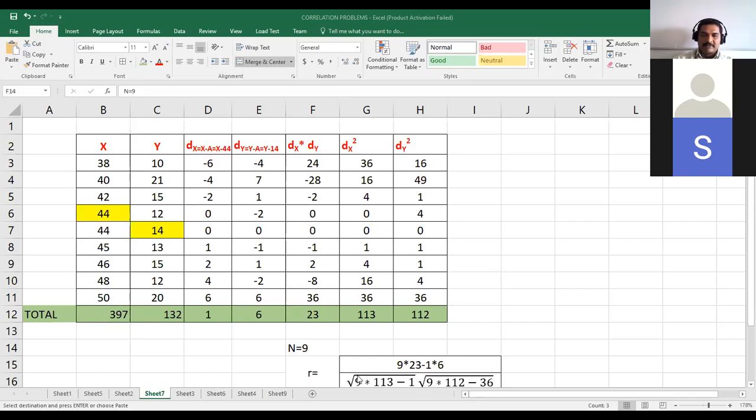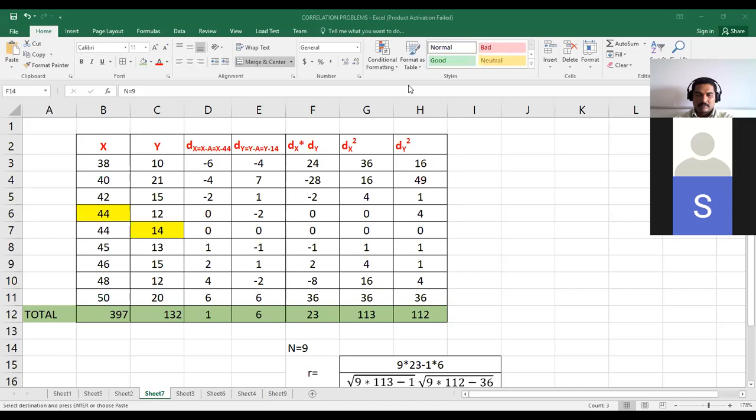Now simplify this and tell me the answer. Yes, Nikhil. 0.2022, sir. Very good, Nikhil.